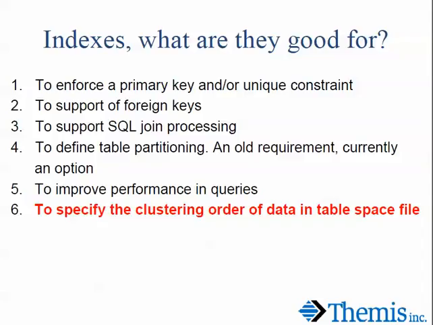Indexes. Okay, what are they good for? Well, they're good for a lot of reasons. They enforce primary key unique constraints. They support foreign keys. When you join tables in a join query, we join by primary key to primary key or foreign key to primary key. We need to make sure that all those primary and foreign keys have indexes on them. Primary keys are going to be there because when they specify a primary key, they're forced to put an index on it.